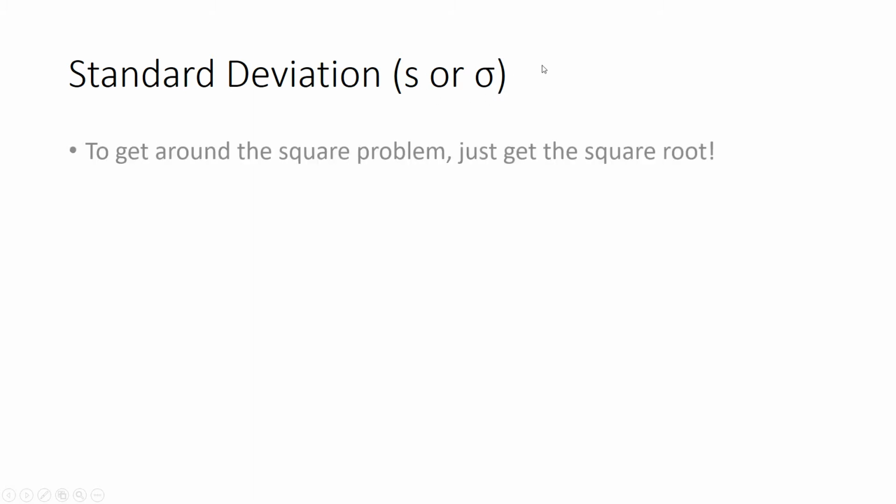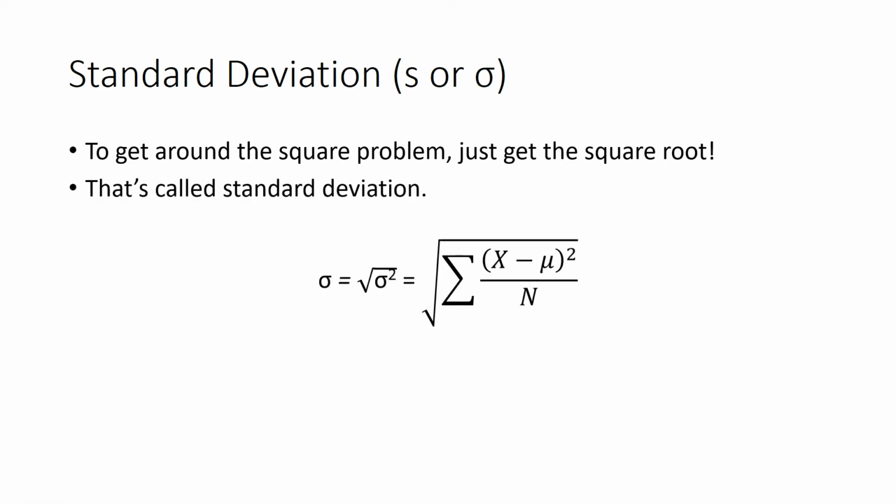But the next topic is standard deviation. Now this again has 2 different names, S or sigma. If you're paying attention, that's pretty similar to S squared and sigma squared. So to get around that square problem, all we do is get the square root and they cancel out, and that's why this squared bit disappears and it's S or sigma. So this is called standard deviation. Here's the formula. So the sigma squared that we just worked out, we just put the square root around it. And we worked that out by doing this formula.